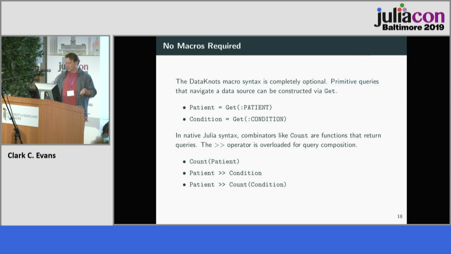Now, you're not limited to our macro syntax. You could just say, if you're attaching this to, let's say, a Postgres database, you could say patient, capital P, is get patient, where patient is the table name, or not the table name, but in our methodology, it's a link relationship between the database as a whole and that table. Sorry about that. And then condition would be get condition. And then you could do things like count a patient, and patient composed with condition, or patient compose and count condition. So this is the Julia syntax equivalent. There's no reason to use the macro syntax. In fact, there's a lot of reasons why having native Julia is extremely helpful.